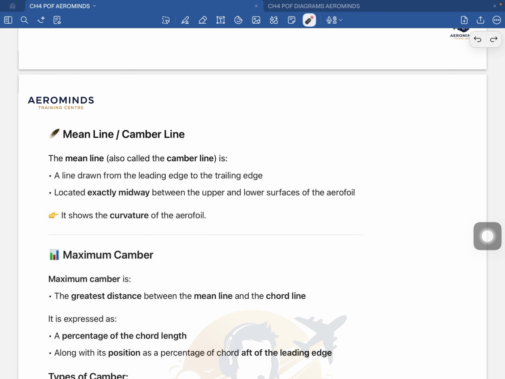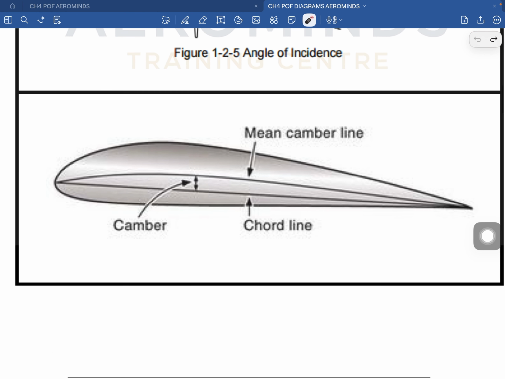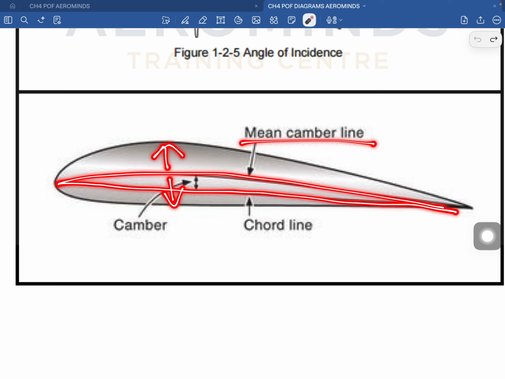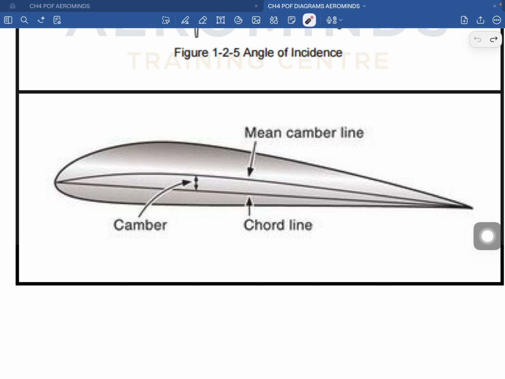Now I'll show you a diagram and see. It also shows the curvature of the aerofoil. So this is the mean camber line. This will be the chord line. This curved thing will be the mean camber line. Because it is equidistant from the upper and the lower surface. And the difference between them is known as the camber. This thing is known as the camber.